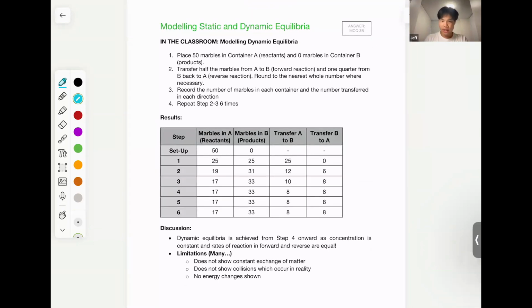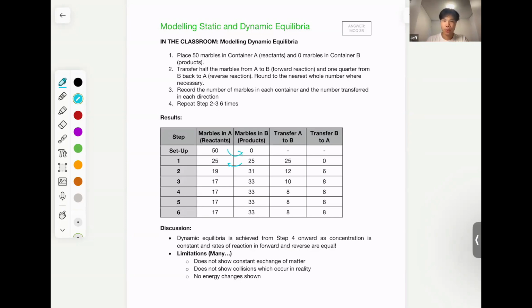Once you then know what static and dynamic equilibria are, you should be able to model them. So you can create a dynamic equilibria by exchanging objects from one container to another and from the other container back in differing proportions. And eventually, in this case, we were transferring half from A into B and then a quarter from B back into A.